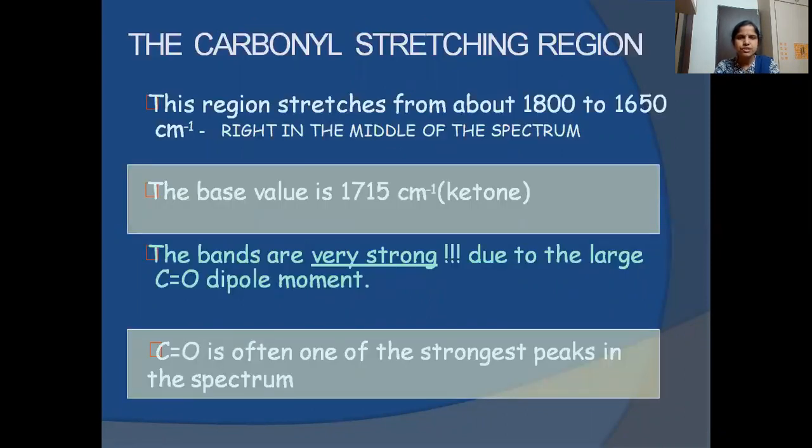The carbonyl stretching region is from 1800 to 1650, and the base value you have to remember is 1715, which is for ketone, and the bands are very strong. This is due to the C double bond O dipole moment. The dipole moment of C double bond O is more, and therefore the bands are also strong.